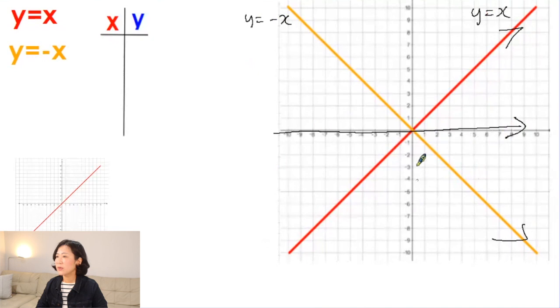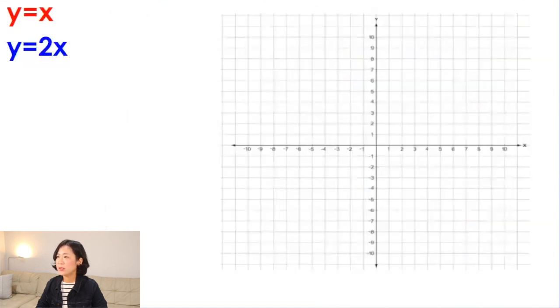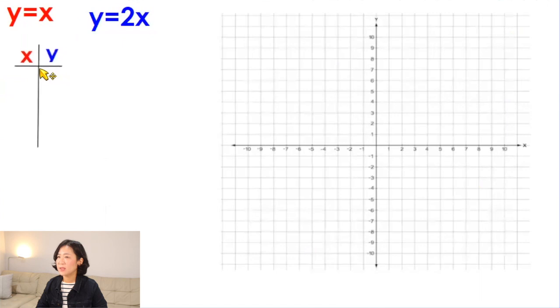When x is increasing, then for y equal x, your y value is increasing as well. But for the y equal minus x graph, your x is increasing, but your y is decreasing. So it moves the opposite way. Then let's move on to another line graph, that's the y equal 2x graph.